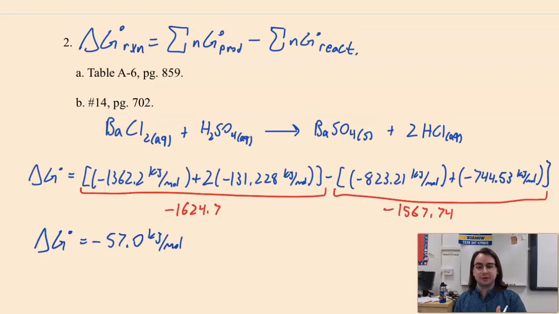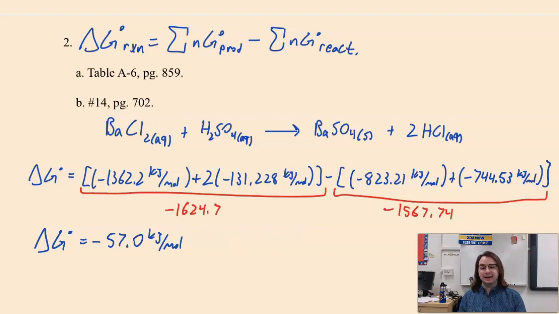Okay, so hopefully this is what you got. Again, all I did was plug in values from the table. I'm not making these numbers up. They're just from the table in the back. Negative 1362, that's for BaSO4. Negative 131.228, that's for HCl. I multiply it by 2 because there are 2 moles of it. If I take the sum of both of those things, I wrote that below it. That's negative 1,624.7. I do the same thing to the reactant side. That's negative 1,567.74. My overall answer is negative 57.0 kilojoules per mole.